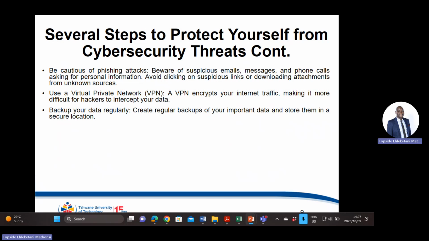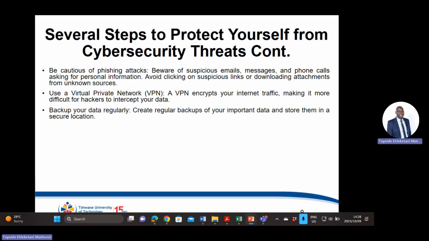Another method that you can use to protect yourself is to use a virtual private network. A virtual private network will assist in encrypting your internet traffic, making it more difficult for hackers to intercept your data. In the encryption process, readable data gets converted into unreadable data. So even if hackers get hold of your information, they will not be able to read it.